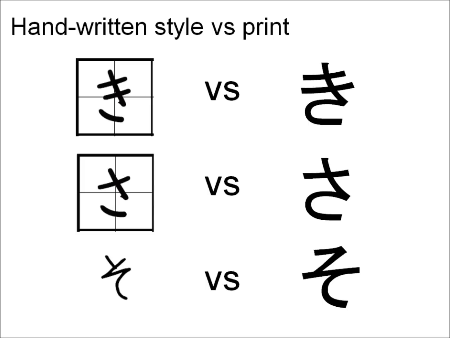You may have noticed a slight difference between the way ki and sa is written on the practice sheet and how it's shown on the computer. Just like how the letter A looks very different when typed, ki and sa are usually written with a gap in the last stroke that's not shown in the print version. You can choose to write it either way. You can also choose to write so by slanting the first stroke as shown here depending on your preference.